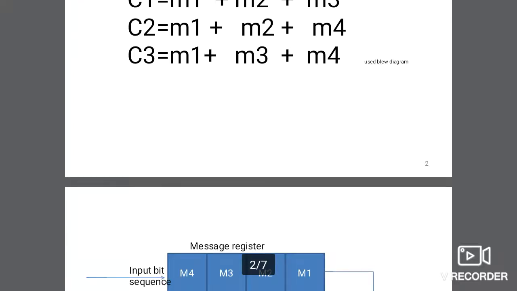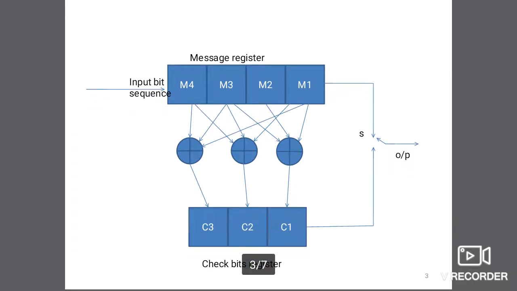First we design the encoder. Simply we design the encoder. This is the block diagram of the encoder. Our message register is above and the check bit register is below. Switch S is first connected to the message register. All message bits are transmitted, then the switch connects to the check bit register and the check bits are transmitted. This forms a block of 7 bits. The input bits are then taken for the next block.